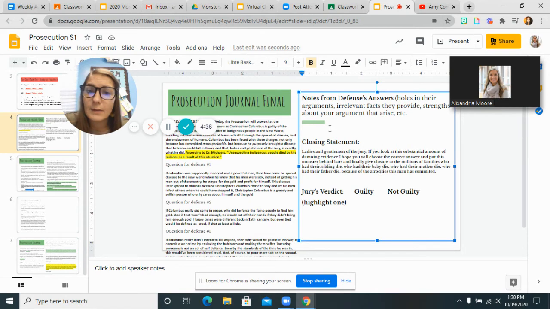And then your closing statement is going to be a final word. You're outlining exactly what you said in your opening statement, but saying it with a little bit more flair. So here's what they have. Ladies and gentlemen of the jury, if you look at this substantial amount of damning evidence, I hope you will choose the correct answer and put this monster behind bars, and finally give closure to the millions of families who had their sibling die, who had their baby die, who had their mother die, who had their father die because of the atrocities this man has committed.